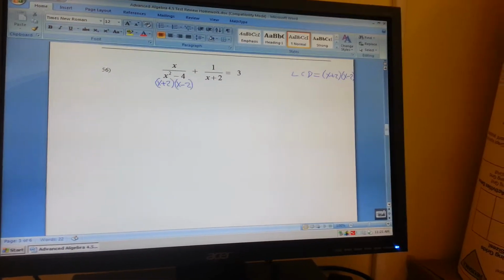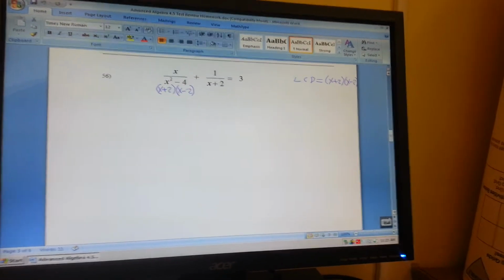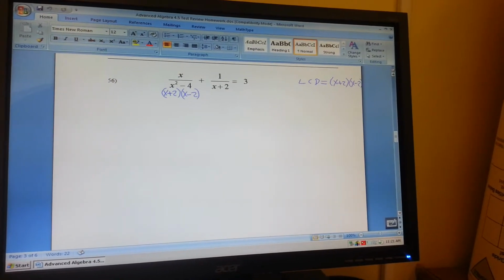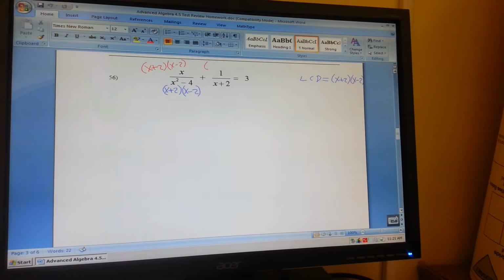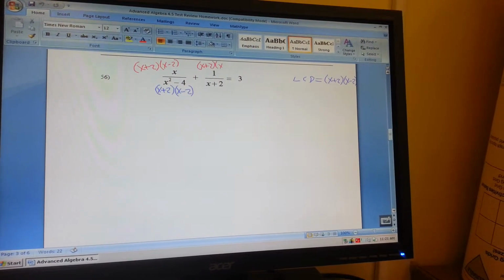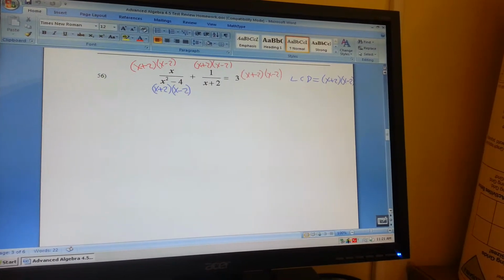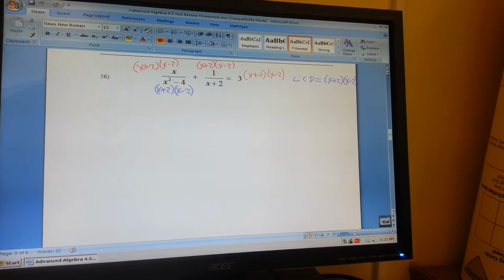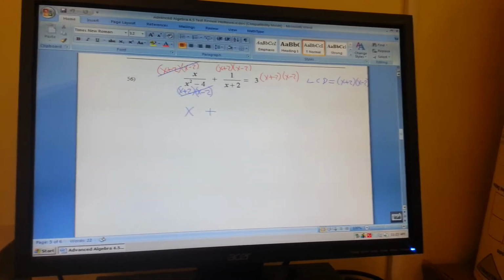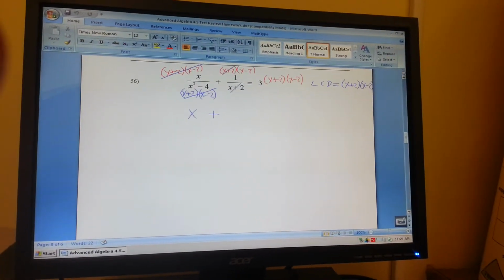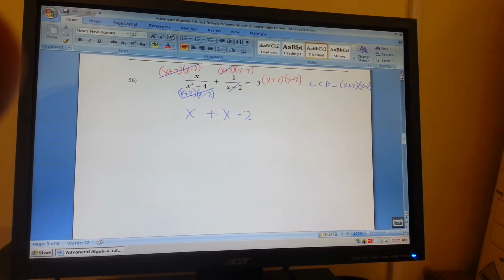Multiply all terms, because it's an equation. If we were just adding, we'd want to keep the denominators common, but here we want to cancel them out. So we're going to multiply both sides by the LCD, x plus 2, x minus 2. What cancels first? Both of them, right? What's left? Just an x. The x plus 2's cancel. What's 1 times that? x minus 2. Everybody agree?